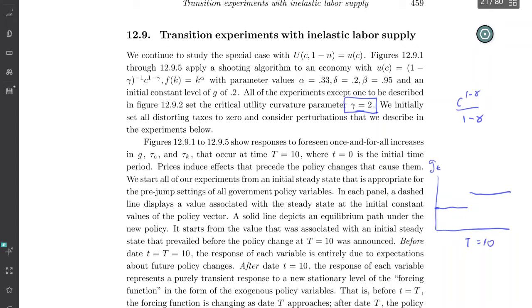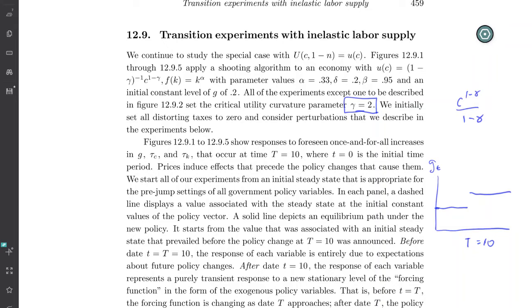So there's going to be a foreseen increase in government expenditures, and we're going to keep everything else constant. So what that means is that at the margin, this increase is going to be financed by an increase in lump sum taxes. When? It doesn't matter.